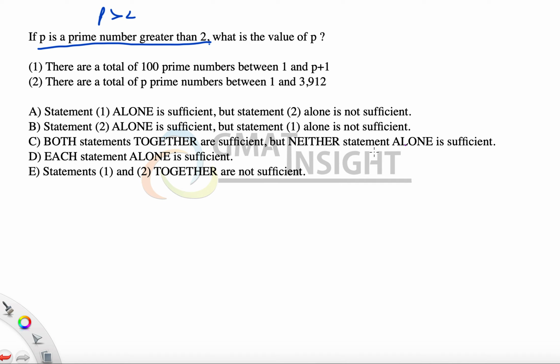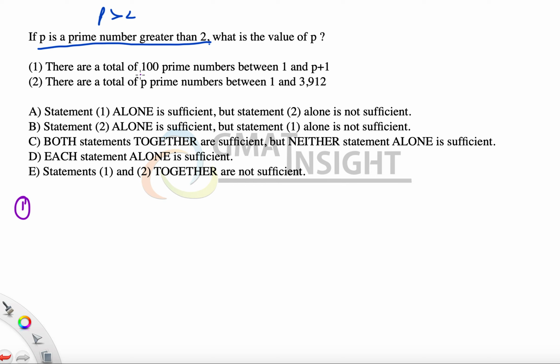Let's start with the first statement, which says that there are a total of 100 prime numbers between 1 and p plus 1. Now, this is the first statement which seems quite complex for many students to understand. So, whenever we come across a question like this in which the number is substantially big to think about, because we can't think about 100 prime numbers. You understand, there will be too many numbers if you have to go up to 100 prime numbers. For example, from 1 to 100, there are 25 prime numbers.